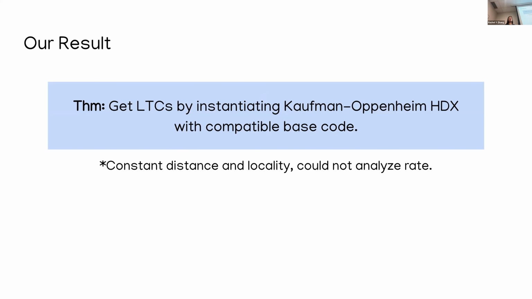Okay. So our result: we instantiate a specific HDX, called the Kaufman and Oppenheim HDX, with a compatible base code. Our main contribution is the analysis of this compatible base code. Our construction gets constant distance and locality. And we know there are many codewords, but we couldn't show that the rate was a positive constant. So there's some work to be done there. The hope is that if you could tighten the analysis, maybe you can show positive constant rate, and then we could get a new family of C-cubed LTCs that also have this multiplication property, which would be very interesting.